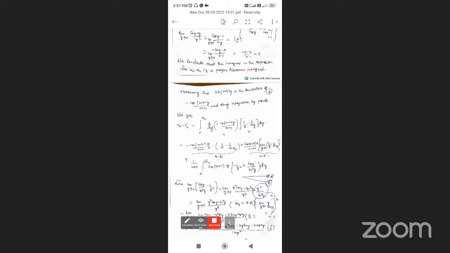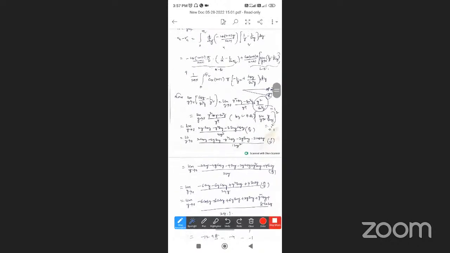Now for the same part, take the limit as y tends to 0 of cos y/sin^2 y minus 1/y^2. We take the LCM: y^2 cos y minus sin^2 y over y^2 sin^2 y. In the numerator we multiply and divide, so the denominator becomes y^4.